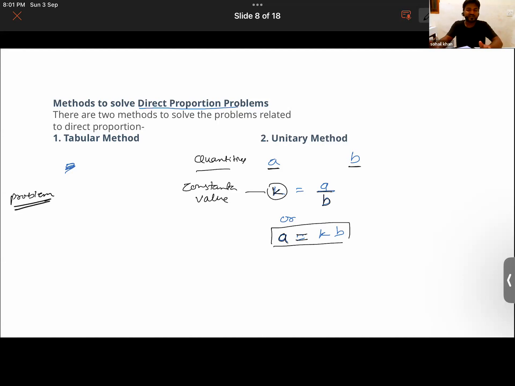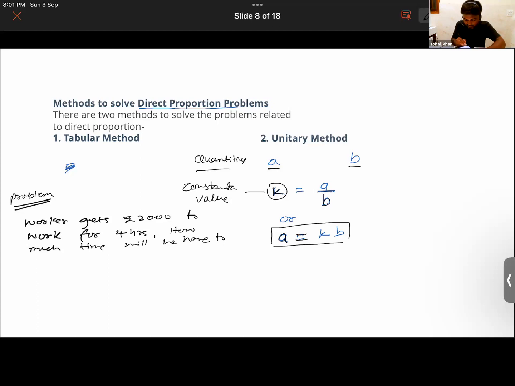The problem is that a worker gets 2000 rupees to work for 4 hours. How much time will the worker have to work to get 60,000 rupees? Hope my handwriting is readable. So how many hours does the same worker need to work to get 60,000 rupees? Using your own method, try to solve it first, then I will be explaining it.